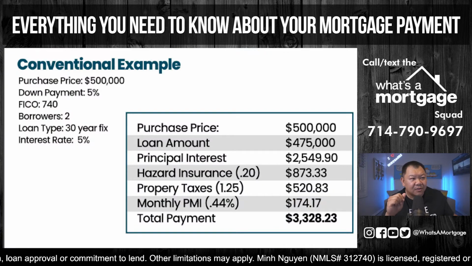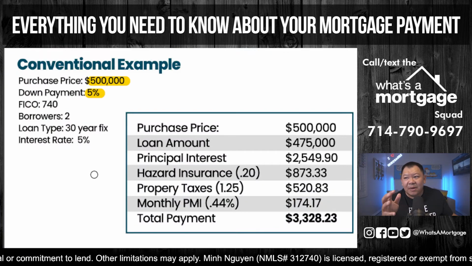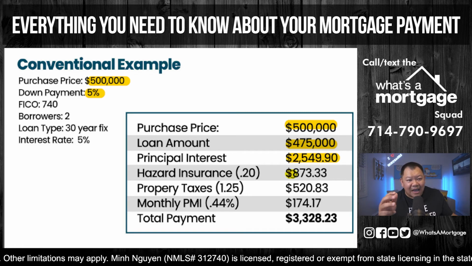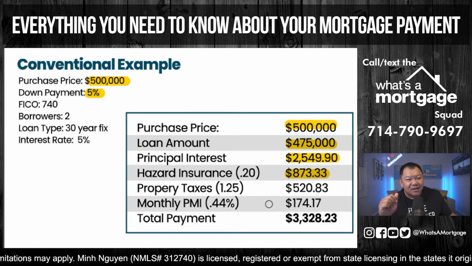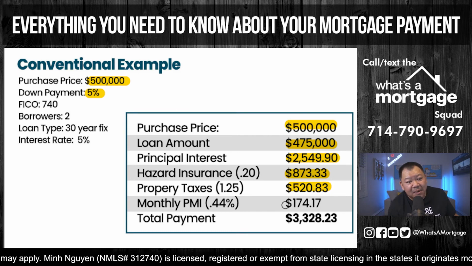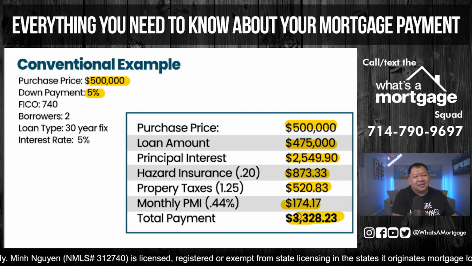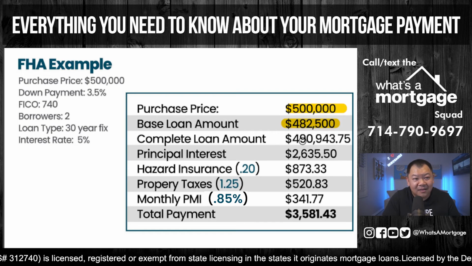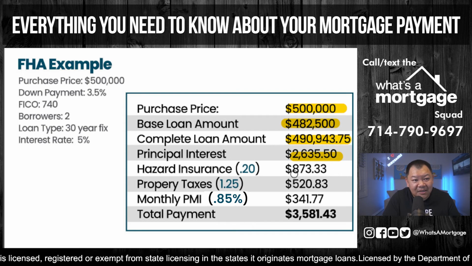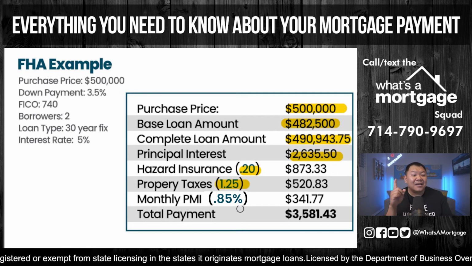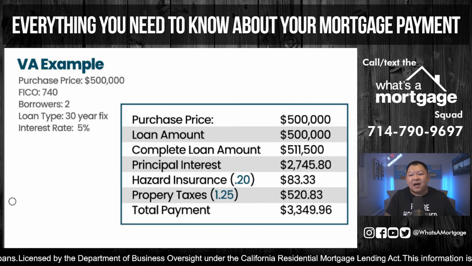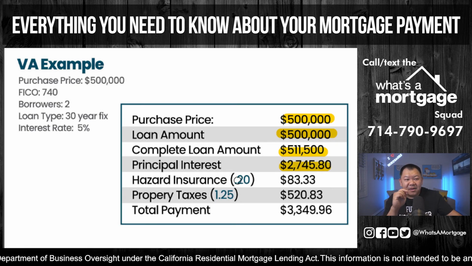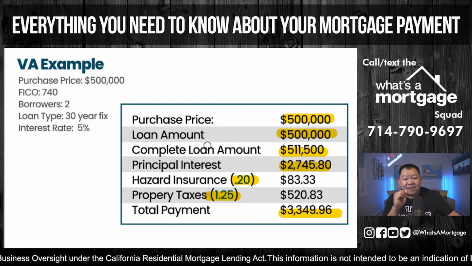All right, here's an advance on a conventional loan. $500,000 purchase, 5% down. It would make the purchase price $500. The loan amount $475, 5% down. The principal and interest $25.49. Hazard insurance, we went with the Ferrari version, $873. Property taxes 1 1/4. Monthly PMI 0.44. It'd be $33.28. Let's look at your FHA. FHA would be the purchase price, the base loan amount, the complete loan amount, principal and interest payment, hazard insurance, property taxes, and PMI, $35.51. Last but not least, our VA. Purchase price, loan amount, complete loan amount, principal and interest payment, hazard insurance, the property taxes, and your payment's $33.49.